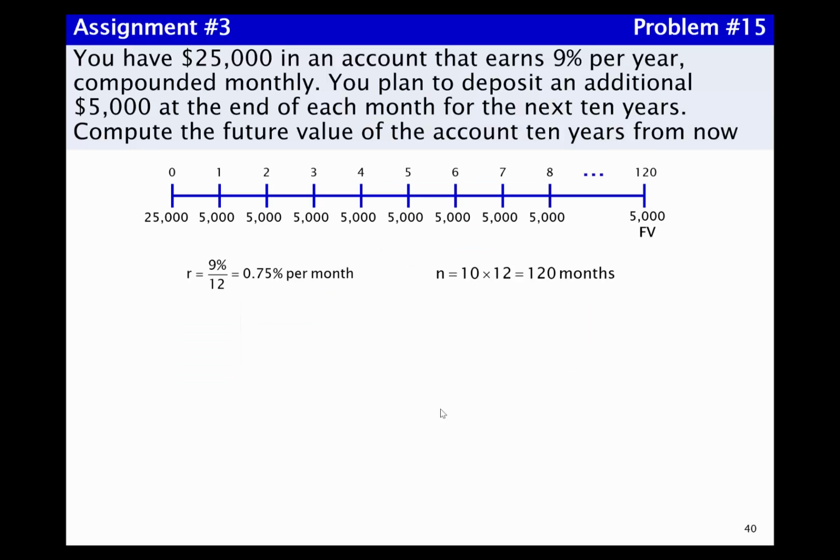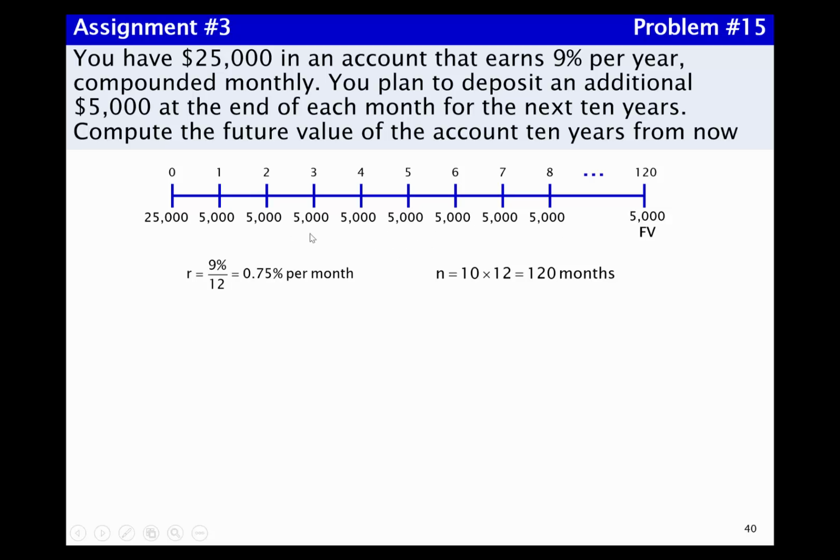Number 15. You have $25,000 in an account that earns 9% per year compounded monthly. You plan to deposit an additional $5,000 at the end of each month for the next 10 years. Compute the future value of the account 10 years from today. So here's my time diagram. I got $25,000 in today, and we're going to put $5,000 per month in for the next 10 years, which is 120 months. They're both going into the account.